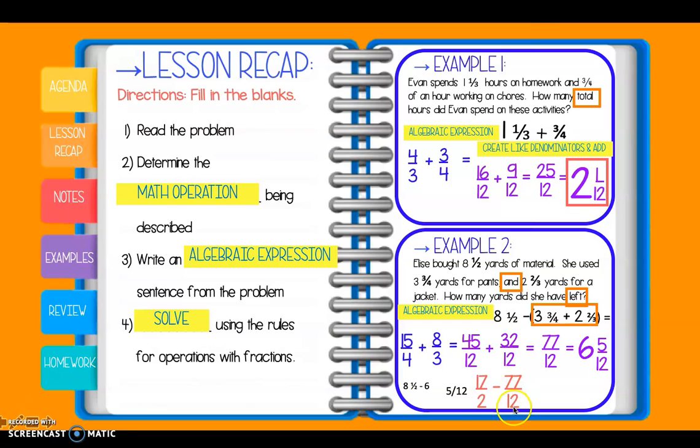So this one's going to stay the same. We're still going to keep 77/12, and I'm going to multiply the other one by 6, so it becomes 102/12 minus 77/12. Now we can just subtract because we have common denominators. So 102 minus 77 gives me 25/12. We're going to turn this into a mixed number because it's an improper fraction. So 12 goes into 25 2 whole times with 1/12 remaining. I can't simplify my 1/12, so my final answer is 2 1/12. So Elise has 2 1/12 yards of material remaining.